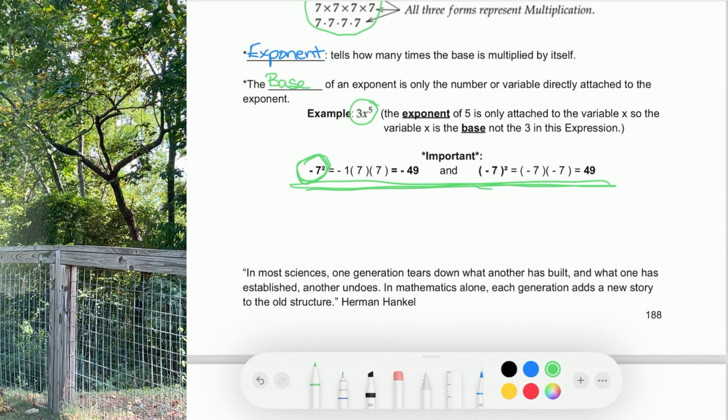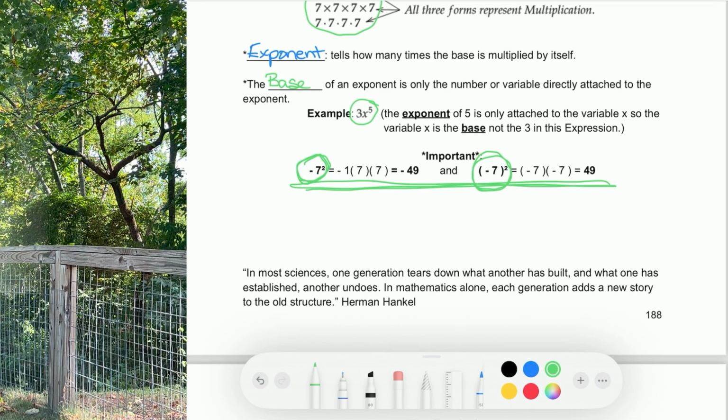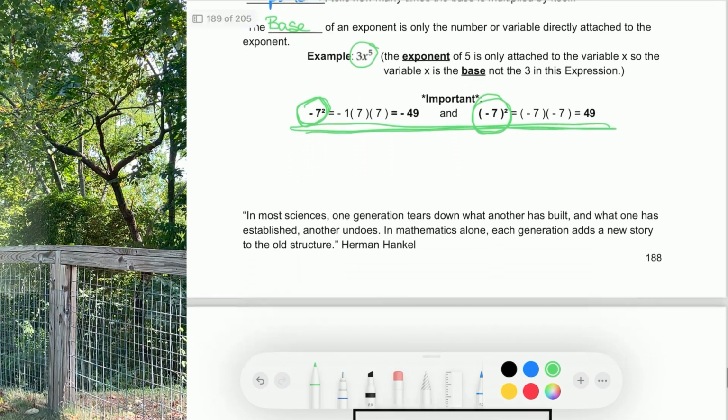If you have the parentheses, like this one, where that negative is in the parentheses with the number, then it's going to look like this: -7 times -7, and a negative times a negative, you know, is a positive. So we end up with a positive 49. So make sure you pay close attention to whether or not there's a parentheses around that negative or not, okay?